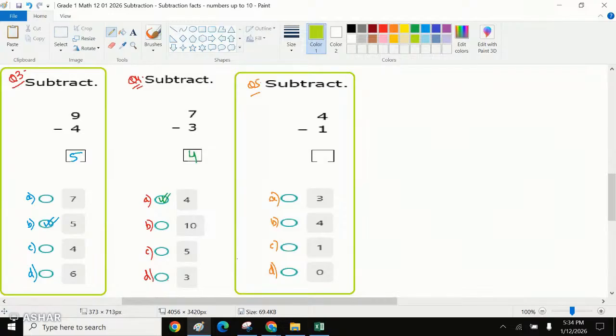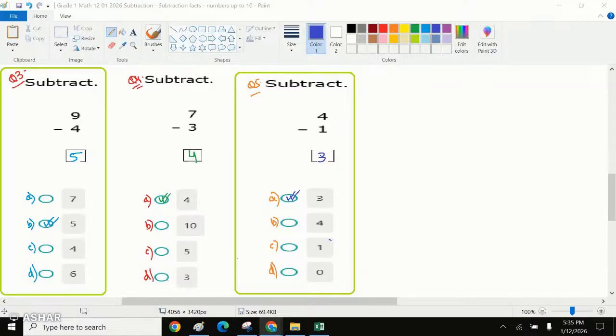Or what is the difference of the number? 4 minus 1 should be equal to, yes, 3. Thank you so much. It should be equal to 3. And we look at the option 3. That is option number 1. Okay, thank you so much.